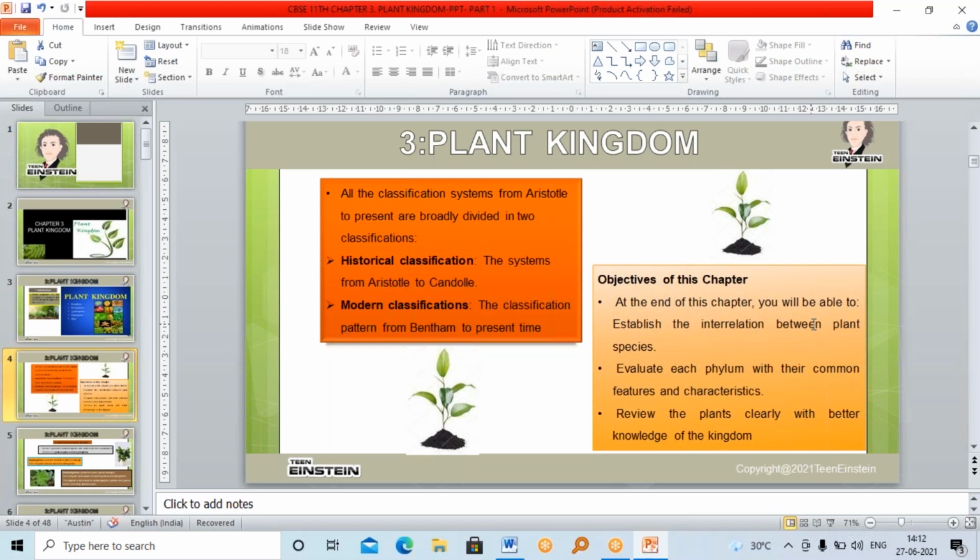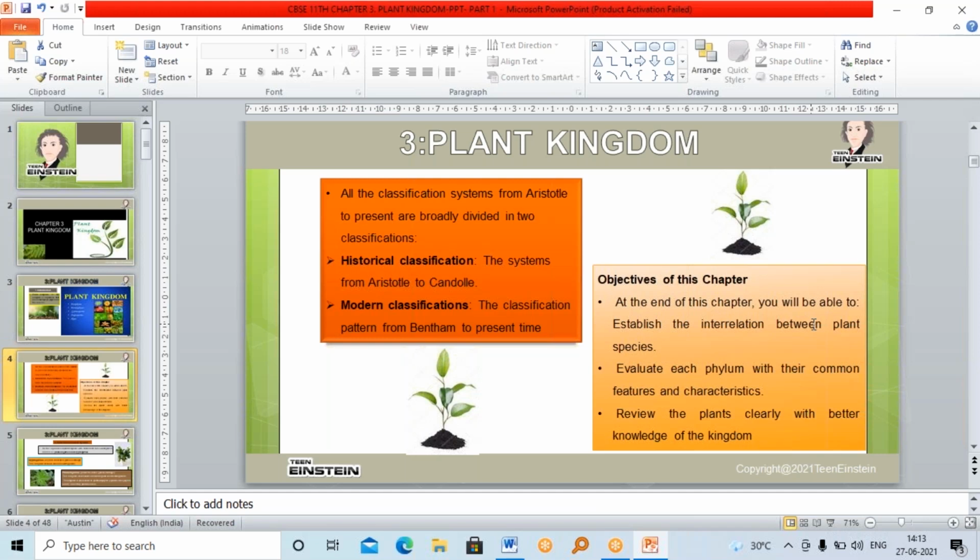And next is modern classification. That is Bentham and Hooker. Which pattern Bentham and Hooker followed, from that to the present one, which we are following now. Up to that, that is coming under modern classification.